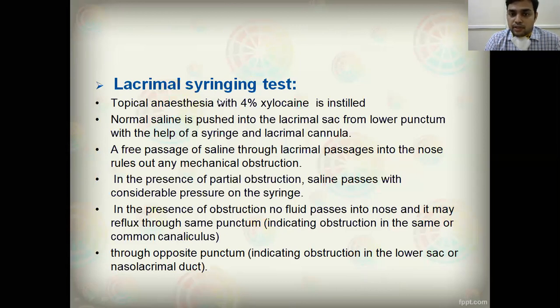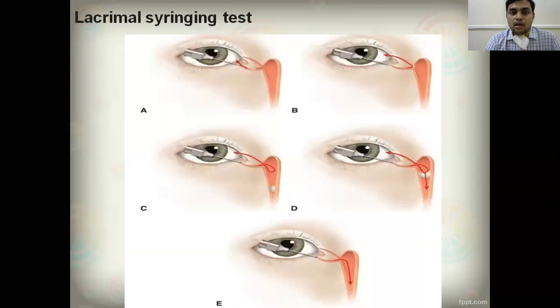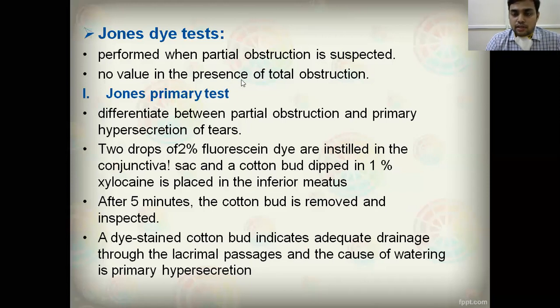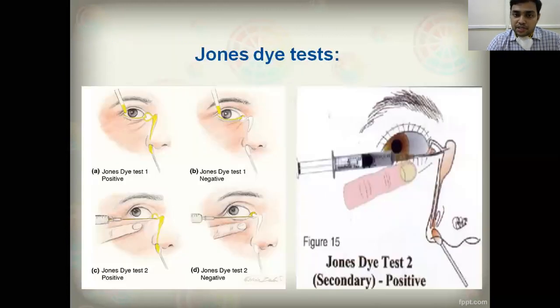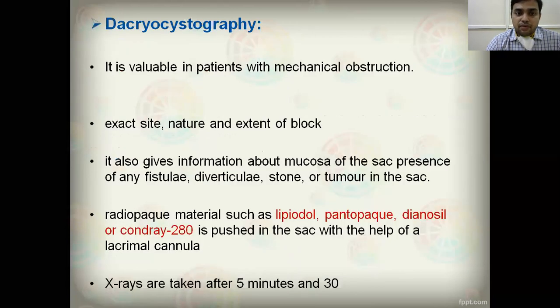With this test we can identify mechanical complete obstruction of the lacrimal passage. And the fourth one is the Jones-Wright test. Here we can differentiate between primary hyperlacrimation and lacrimal pump failure, and partial obstruction and lacrimal pump failure. And the fifth one is dacryocystography. With the help of radiopaque substance, we will take X-rays and identify the exact site, nature, and block of the lacrimal passage.